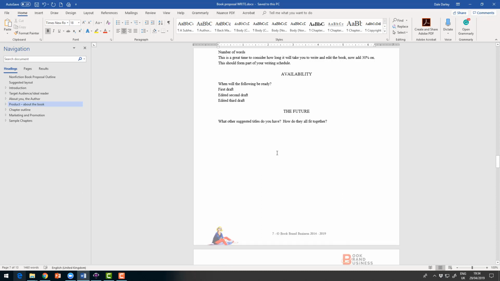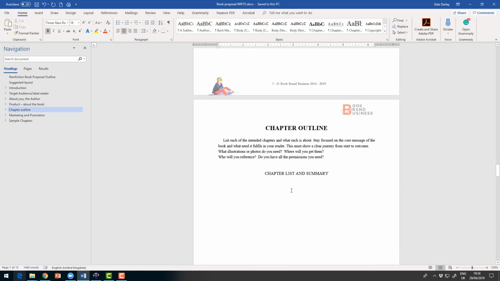And then thinking about the future, what other titles might you have? Remember that when you put a book together, there's a lot of stuff, and your book will be a subset of that stuff. So you may then have a whole series of books that take the reader on a number of different journeys. Put that information in here.